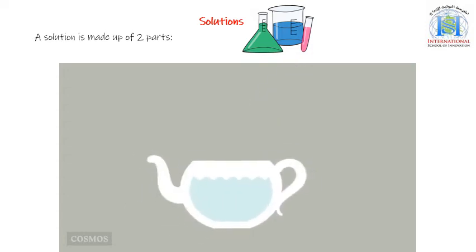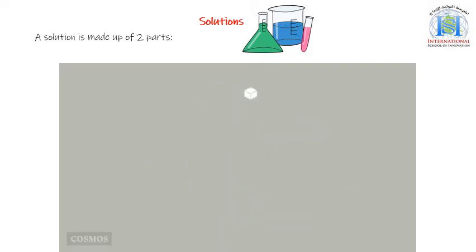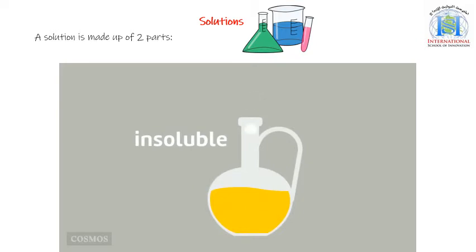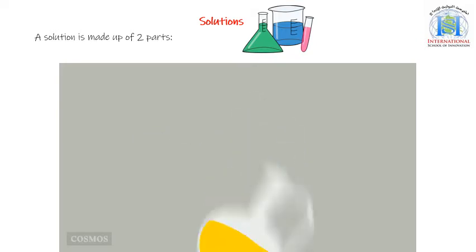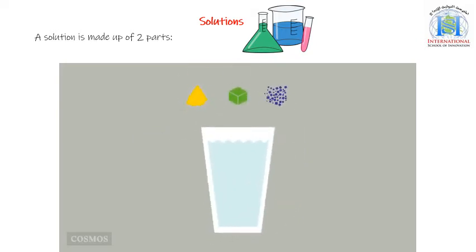For example, when you dissolve sugar in water, sugar is the solute and water is the solvent. We can also say that sugar is soluble in water because it dissolves easily. But sugar is insoluble in other liquids, such as oil. Water is a good solvent because it can dissolve a large variety of substances. We depend on this fact to stay alive.